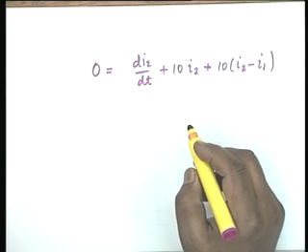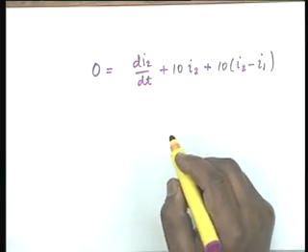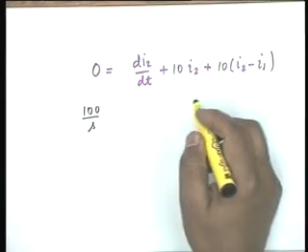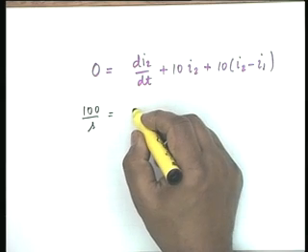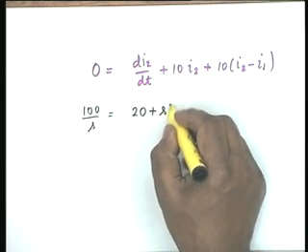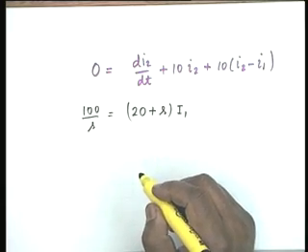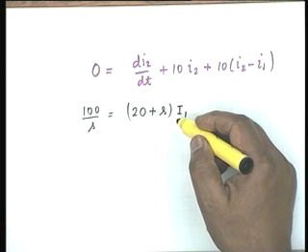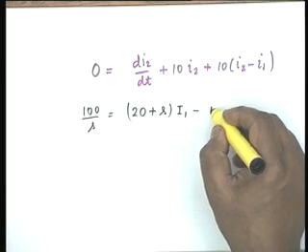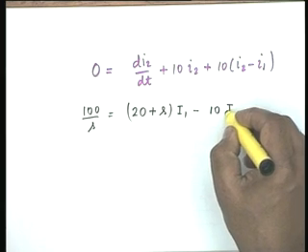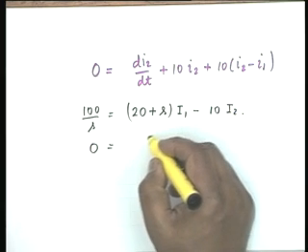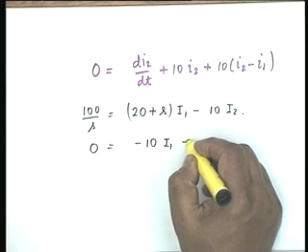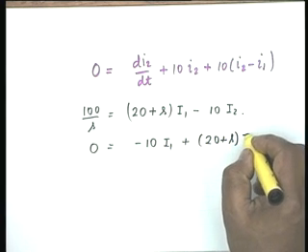Now you take the Laplace transform of these two equations, and you get 100 by s equals (20 plus s) times I1. You know where this 20 comes from? 10 I1 and 10 I1, 20, and s I1 comes from di1/dt, minus 10 I2, and the other equation is 0 equal to minus 10 I1 plus (20 plus s) I2.